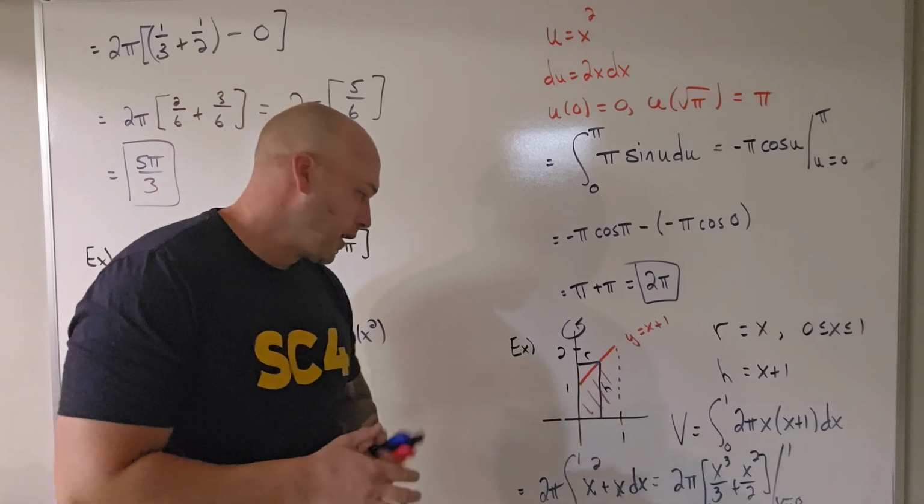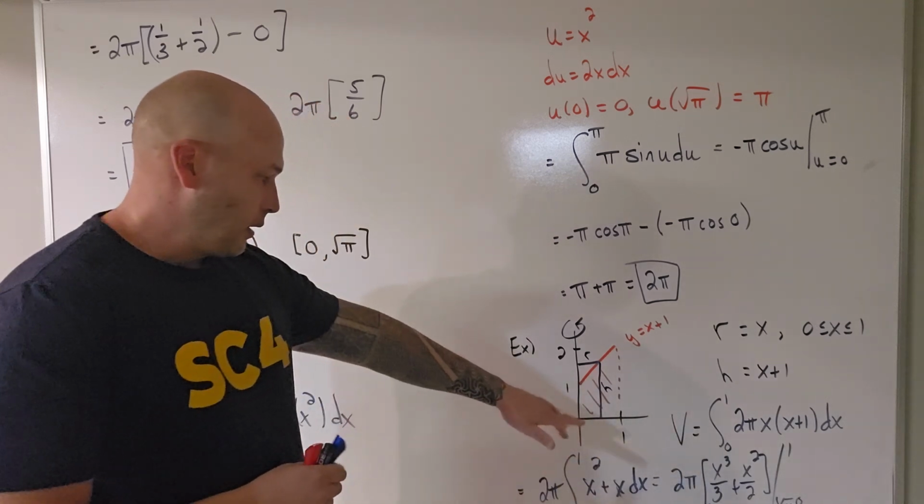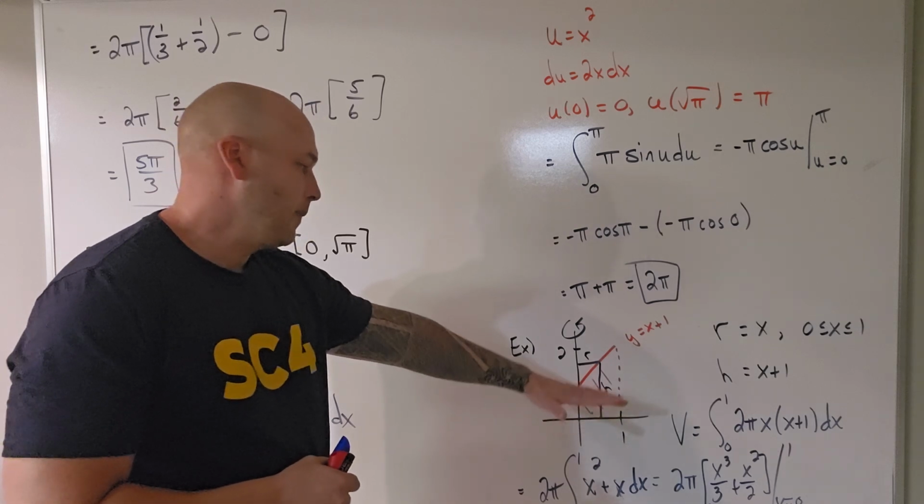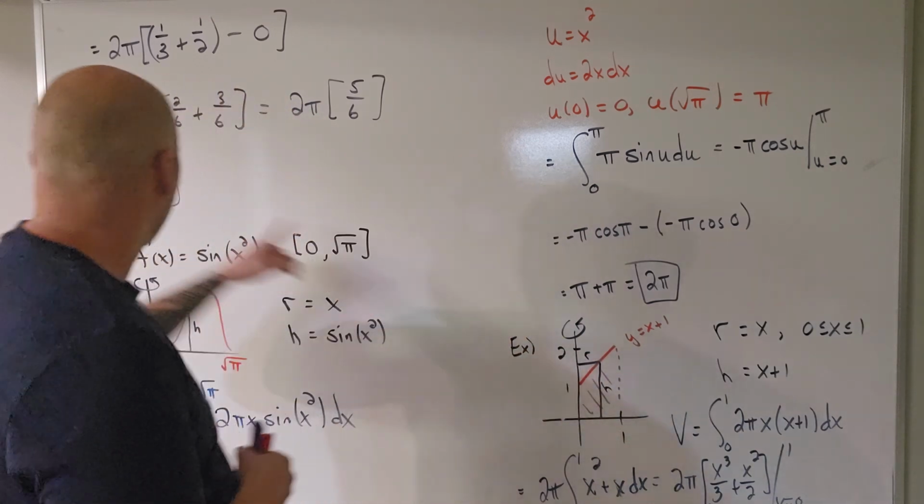So it'd be a good exercise to then compute the volume a different way. Like I mentioned before, use the disk method, the washer method, and make sure that adds up to 5 pi over 3.